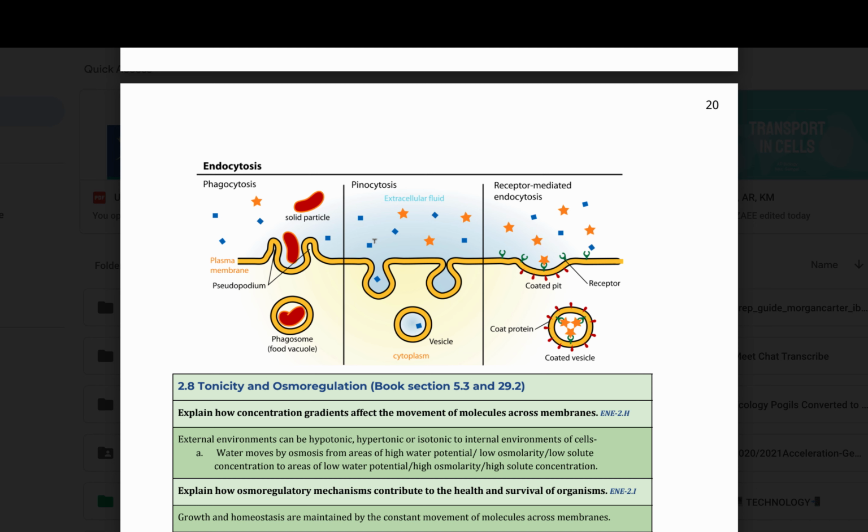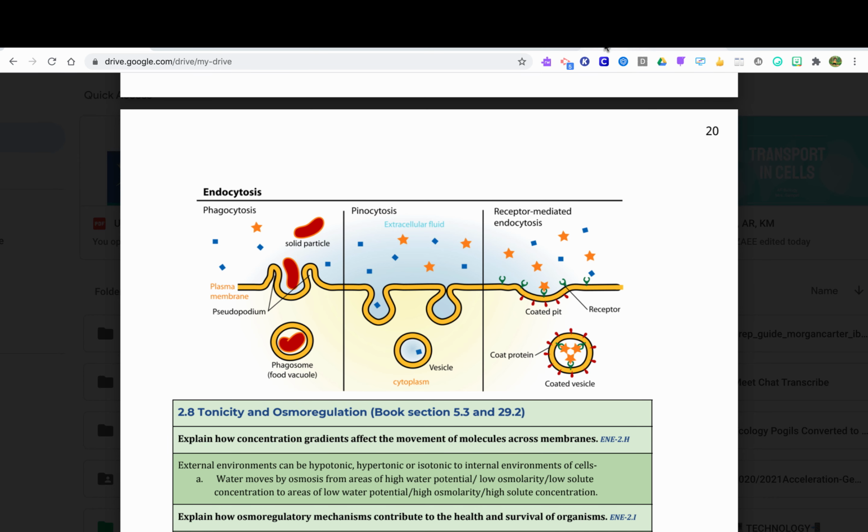And then receptor-mediated endocytosis is a specific type of endocytosis where the membrane is going to be coated with receptors, and then they're going to form a pit and bring in a specific substance. And the example that I always require for receptor-mediated endocytosis is cholesterol. That's how cholesterol is going to come into the cell. And let me see if I can find the animation for that.